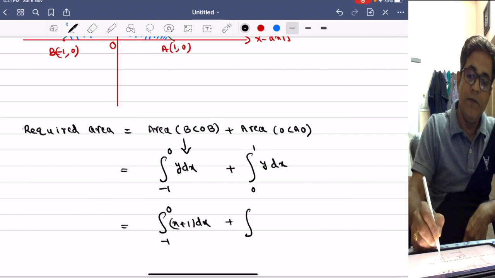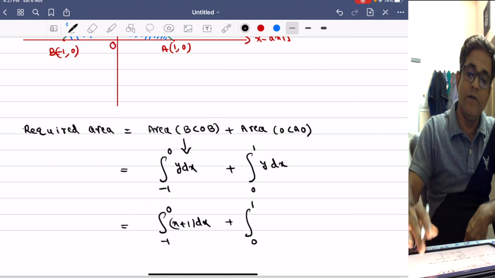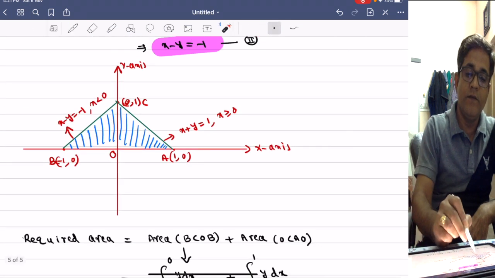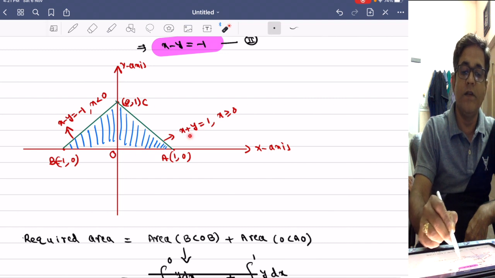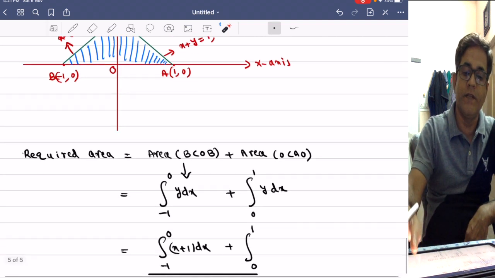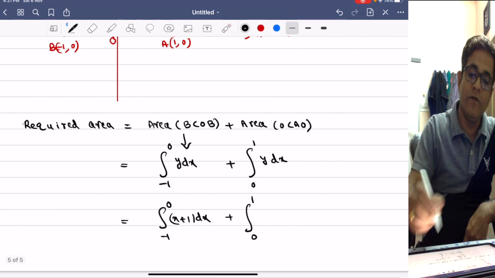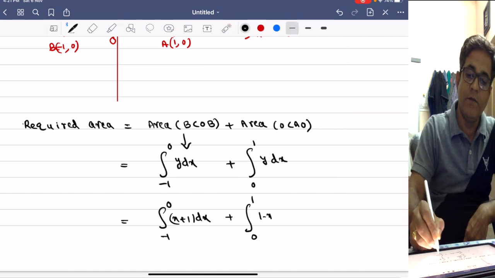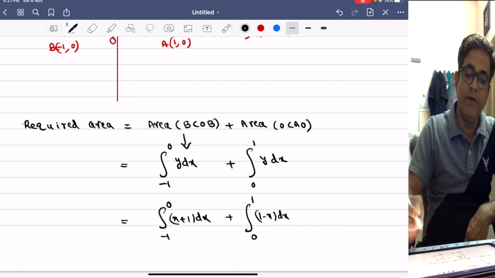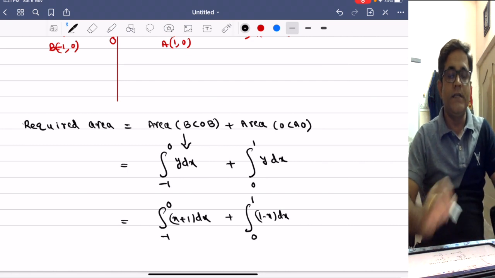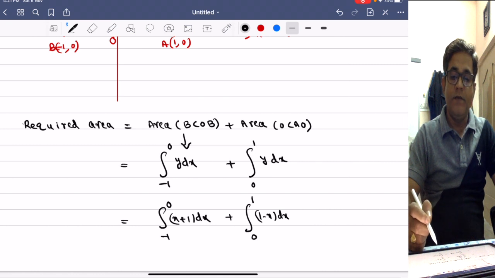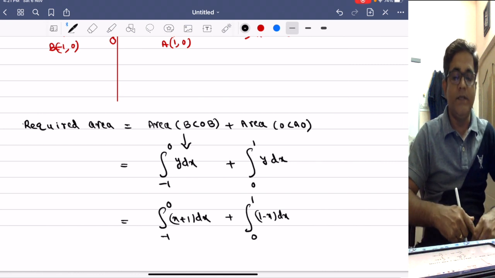Plus in between 0 to 1, what is y? Therefore if x lies between 0 to 1, from this definition, y is equal to 1 − x. That is, if x lies between −1 to 0, y is defined as x + 1. If x lies between 0 to 1, y is defined as 1 − x.